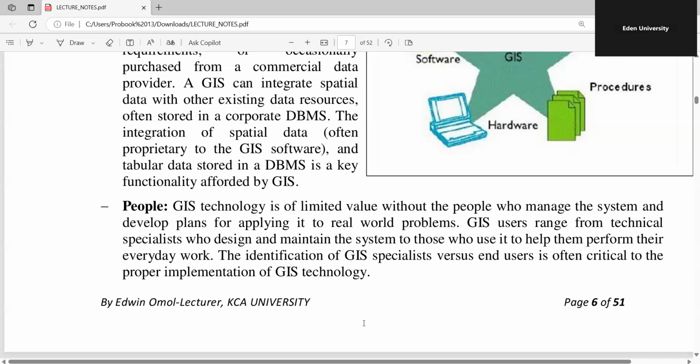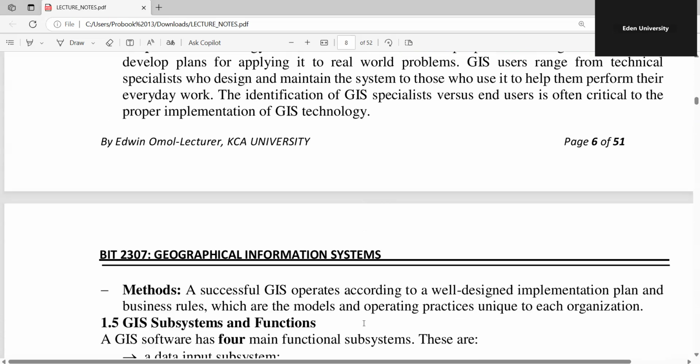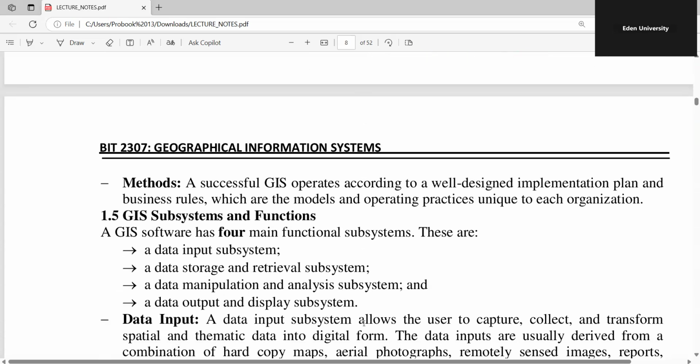So GIS users range from technical specialists who design the system to those who use it and help them perform their daily work. So the identification of GIS specialists versus users is often critical to the proper implementation of GIS technology.